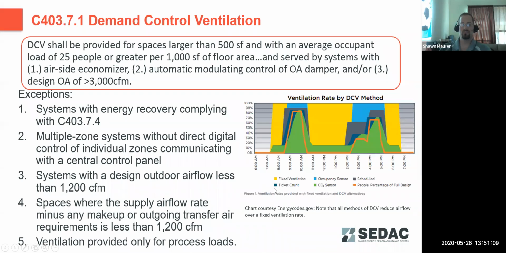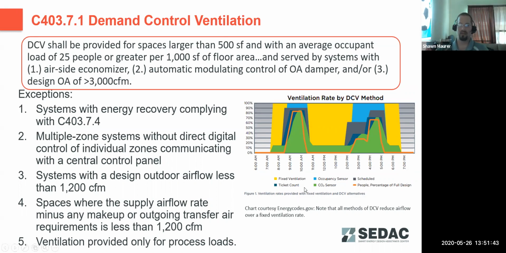Moving on to demand control ventilation, which shall be provided for spaces larger than 500 square feet with an average occupant load of 25 people or greater per 1,000 square foot of floor area. So what we're looking at here, in the picture, you can see that yellow block is if you didn't have demand control ventilation and you were bringing in continuously your minimum ventilation rate. It's very energy intensive to condition outside air to the temperatures and relative humidity that we want for inside air conditions.